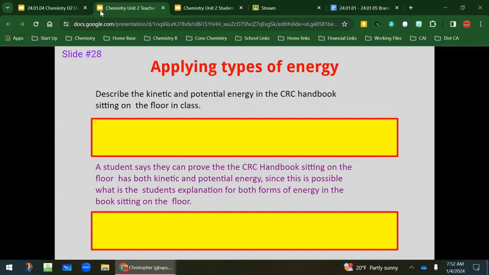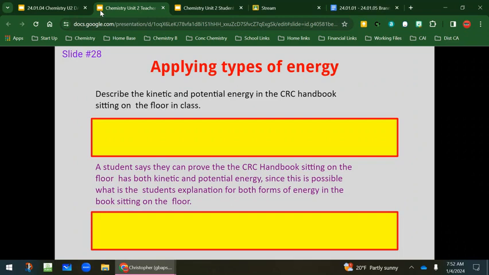If you wanted to make a case, you could claim that this book has kinetic energy because the particles that make it up are moving around. So the particles inside the book are moving around. That is kinetic energy. Okay, good. Now explain to me how it has potential.